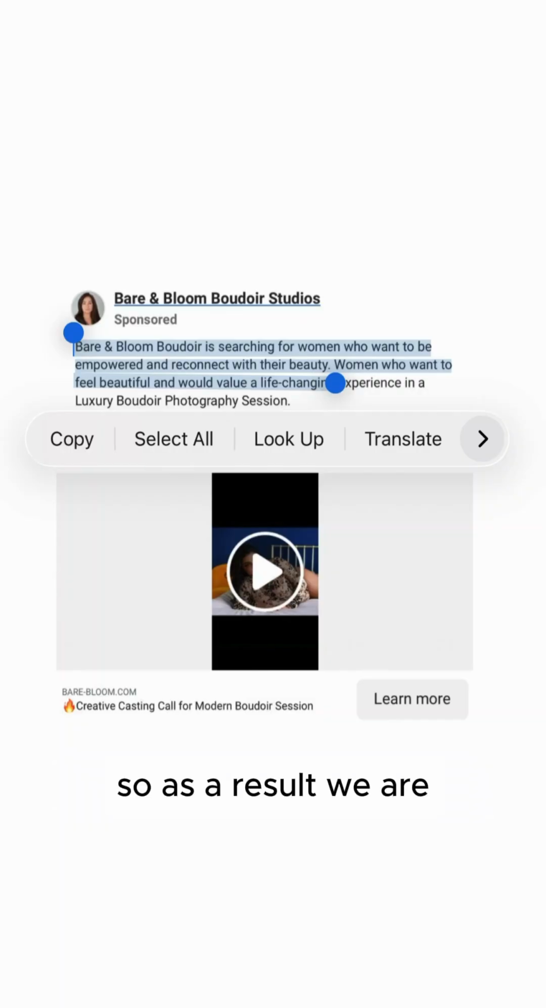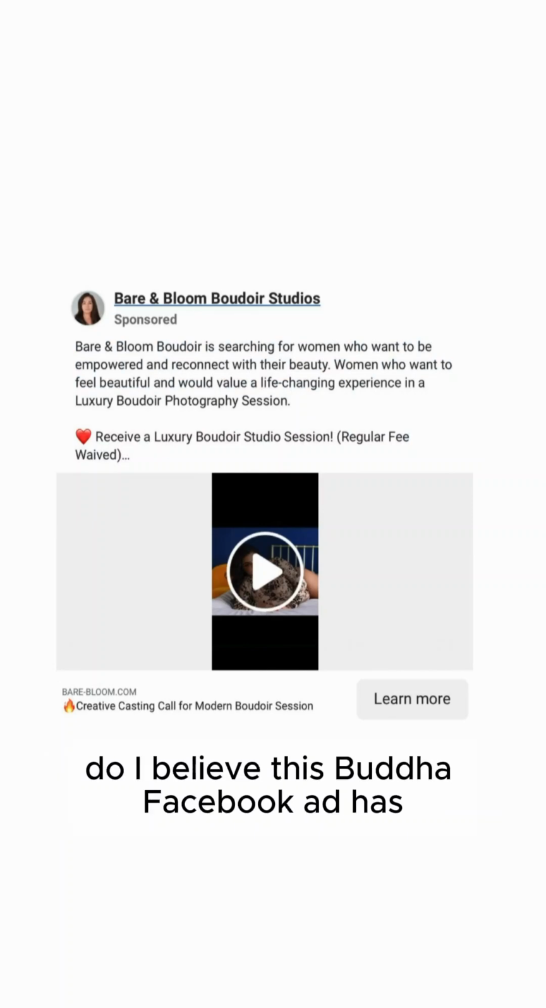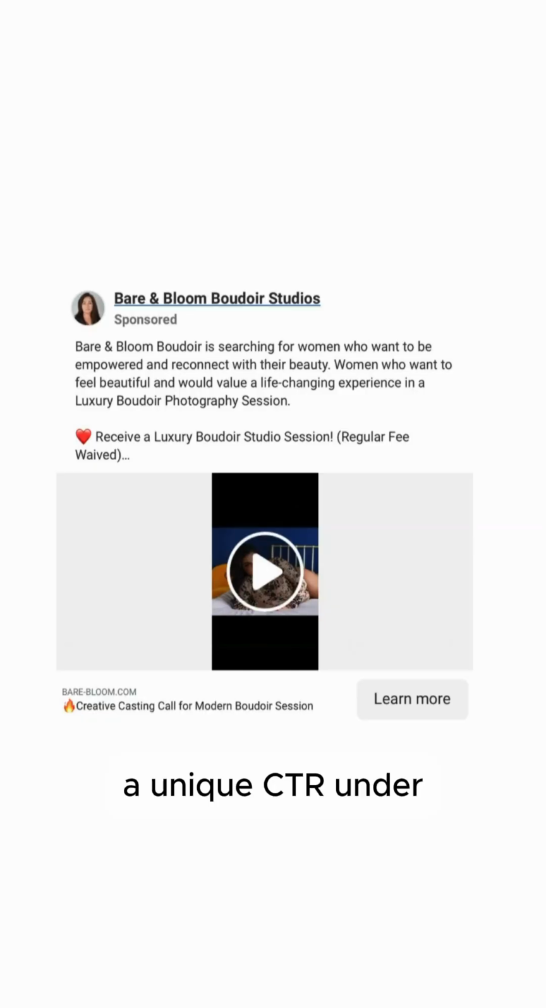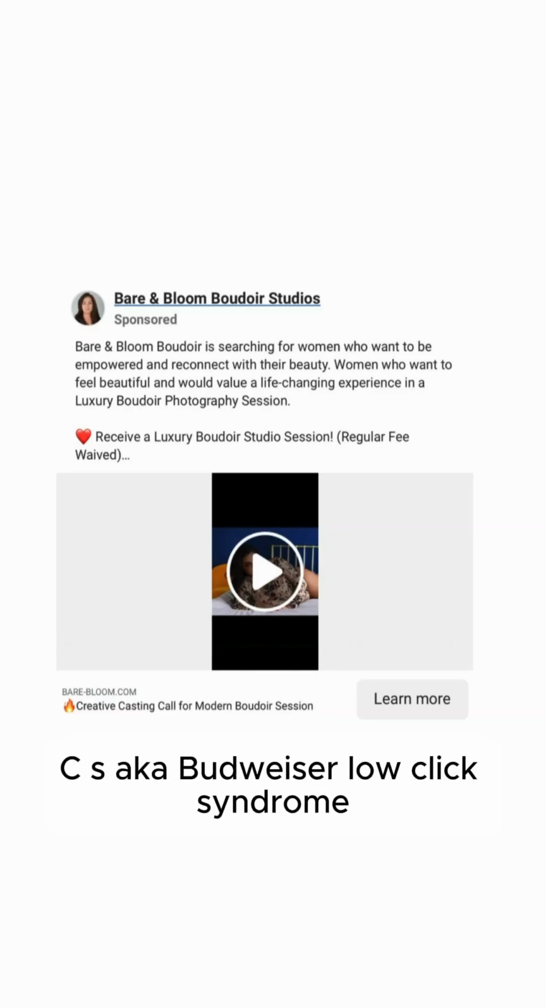So as a result, looking at all these, taking all into account, do I believe this Boudoir Facebook ad has a unique CTRL under 6%? Yes, I do. So yes, I believe this Boudoir Facebook ad has BLCS, aka Boudoir low click syndrome.